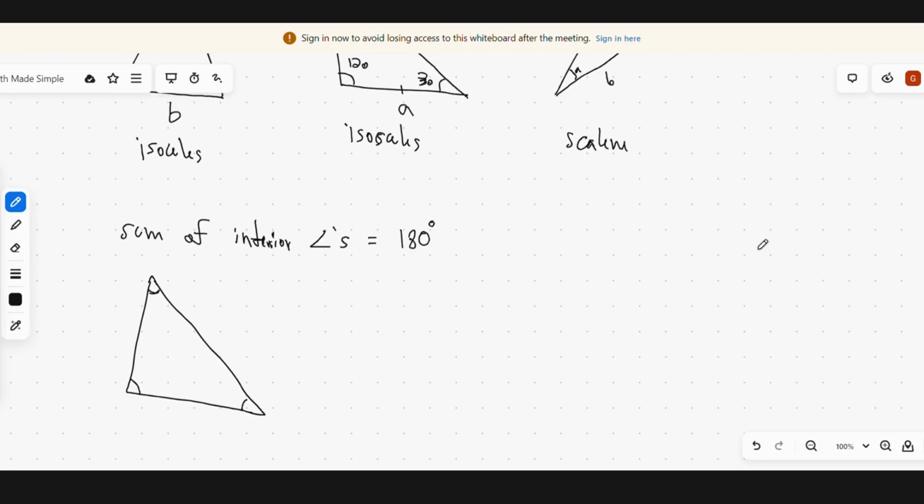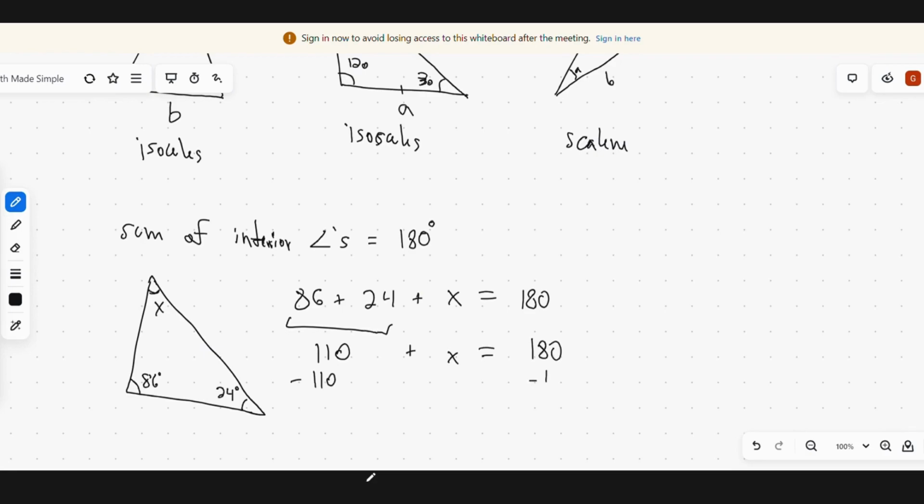So if we're given this triangle, and we know that the triangle has a measure of 86 degrees, 24 degrees, and x, how do we figure out what the measure of that third angle is? Well, quite simply, we're going to add up each of these angle measures, and we're going to set that equal to 180 degrees. So 86 plus 24 plus x equals 180. We can simplify these right here. 86 plus 24, that equals 110. So 110 plus x equals 180. Now we can subtract 110 from both sides, and we know that x now equals 70 degrees.